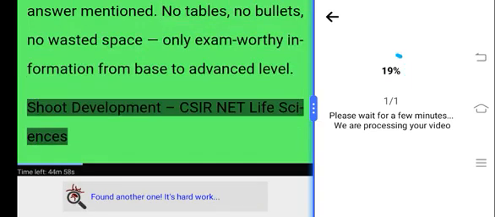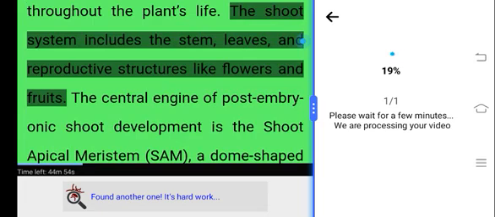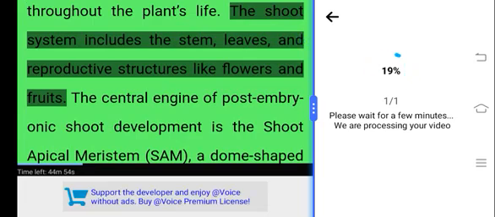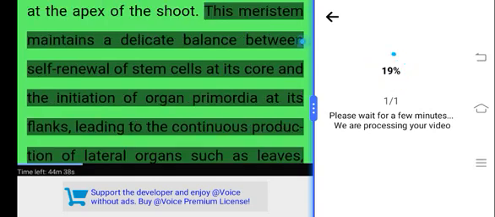Shoot development, CSIR-NET Life Sciences. Shoot development is a complex and finely regulated process that begins during embryogenesis and continues throughout the plant's life. The shoot system includes the stem, leaves, and reproductive structures like flowers and fruits. The central engine of post-embryonic shoot development is the shoot apical meristem, SAM, a dome-shaped mass of pluripotent stem cells located at the apex of the shoot. This meristem maintains a delicate balance between self-renewal of stem cells at its core and the initiation of organ primordia at its flanks, leading to the continuous production of lateral organs such as leaves, branches, and floral meristems.